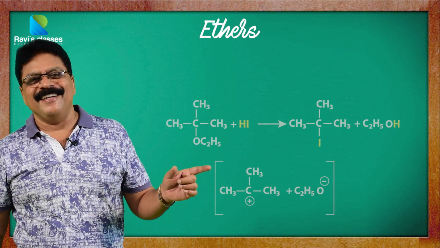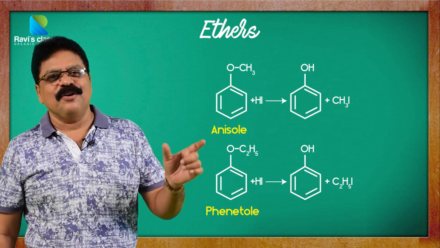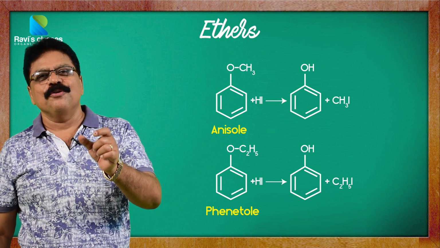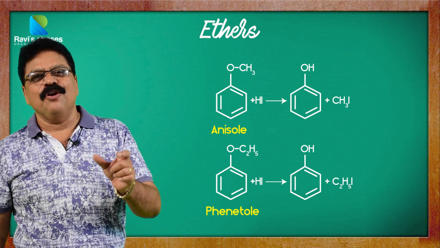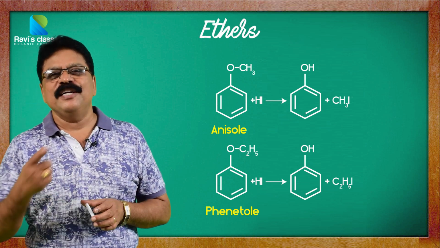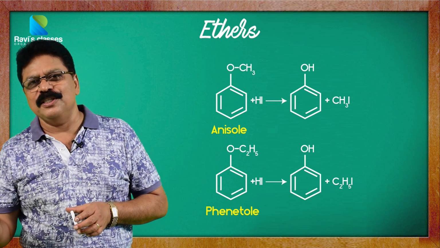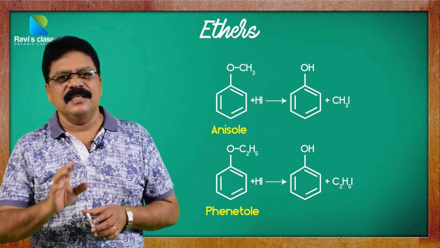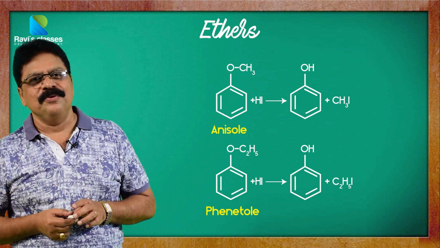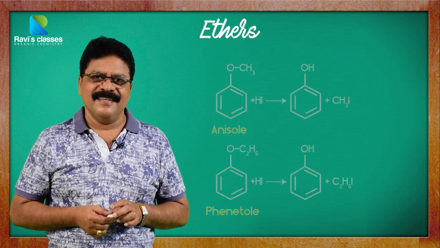Now anisole, we said earlier, is what? Methoxybenzene. So methoxybenzene when treated with HI, the smaller group is CH3, so you get what? Phenol plus CH3I. If it is phenetole, it is benzene-O-C2H5. The smaller group is C2H5, so you get what? C2H5I and phenol. So this is the most important thing that you must know in the case of ethers.